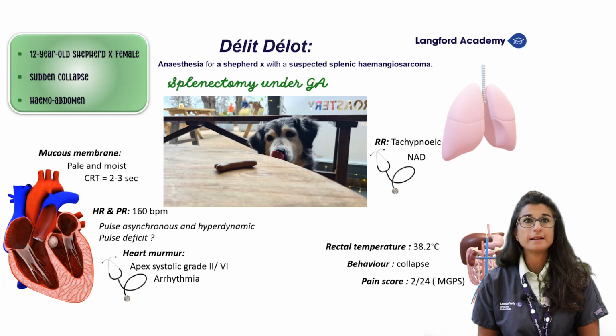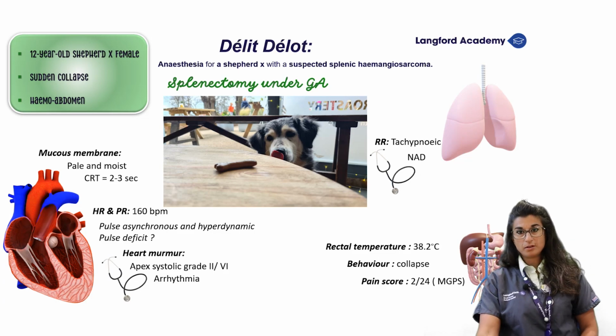But on the clinical exam, her mucous membranes are pale and moist. Her CRT is between 2 to 3 seconds. Her heart rate and pulse rate are very elevated, with a heart rate of 160 beats per minute. She's got a pulse that is asynchronous and hyperdynamic, and there might be some evidence of pulse deficit. She's got a heart murmur, apex systolic grade 2 out of 6, and she might have some arrhythmia on the auscultation.